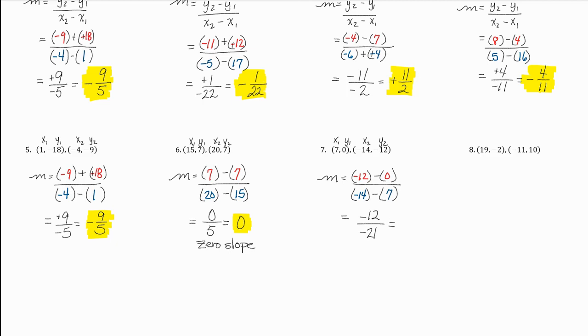Now I still need to simplify. That's step number 6, my fraction for my slope. I see negative divided by a negative gives me a positive answer. And 12, I could divide that by 3. So 3 goes into 12 and 3 goes into 21. So 3 goes into 12 4 times, and 3 goes into 21 7 times. So I can go ahead and divide by 3 to simplify my answer as well. And so my slope is a positive 4/7.